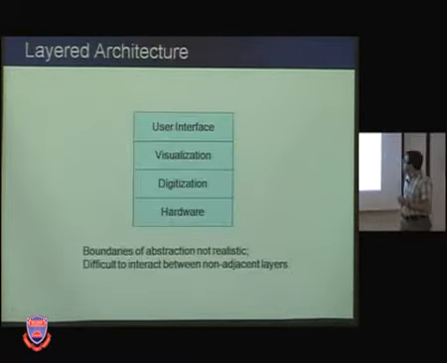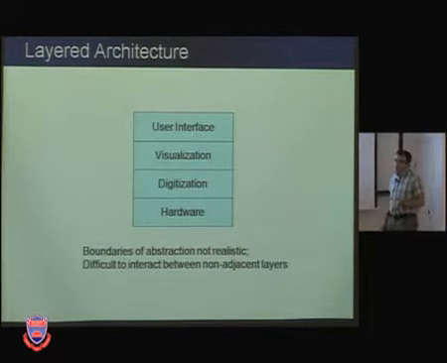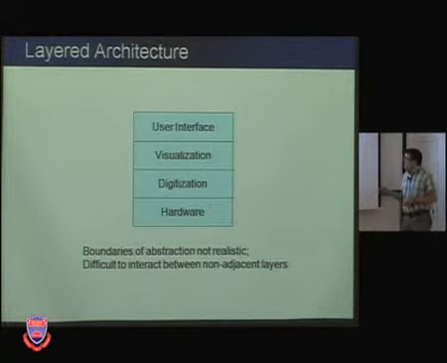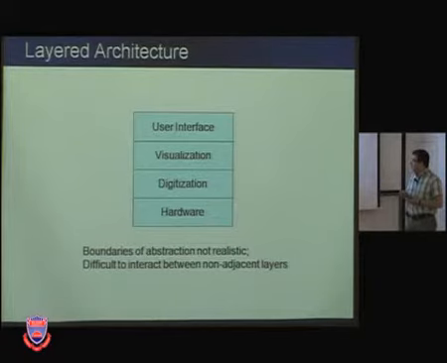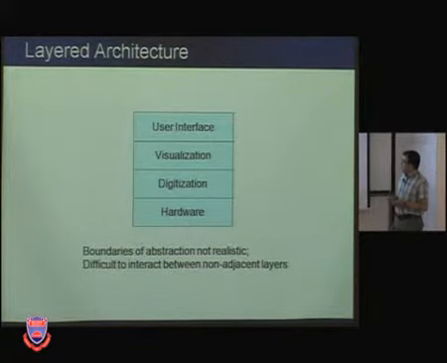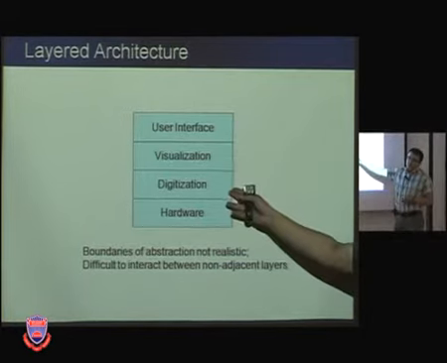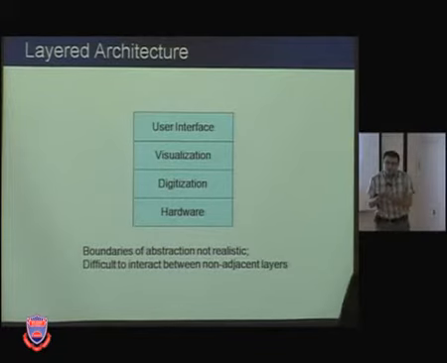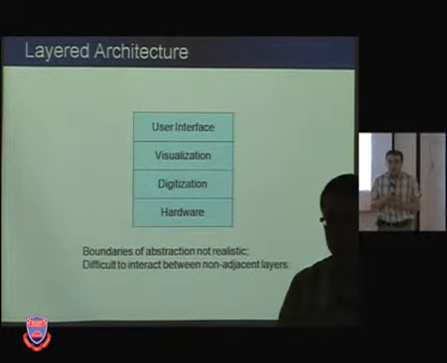So we could apply a pattern. We could say, as an example, let's make it a layered architecture, where we have user interface, visualization, digitization, and hardware layers. But in this example, the boundaries might not be realistic because it's difficult to interact between non-adjacent layers. For example, the user interface cannot address digitization or visualization to hardware. If that's needed, then it will appear that this pattern is actually not suitable.